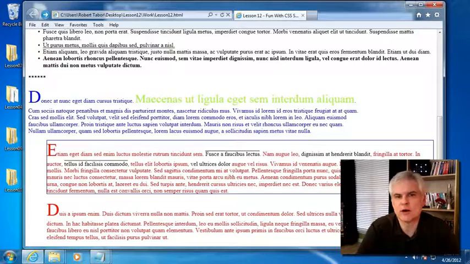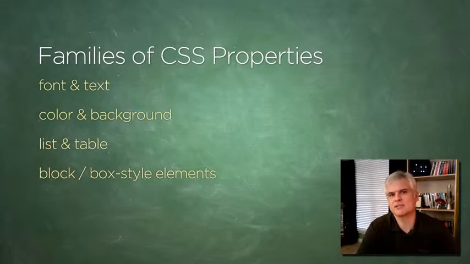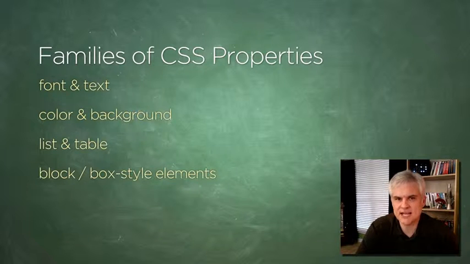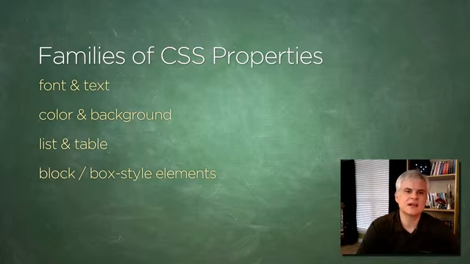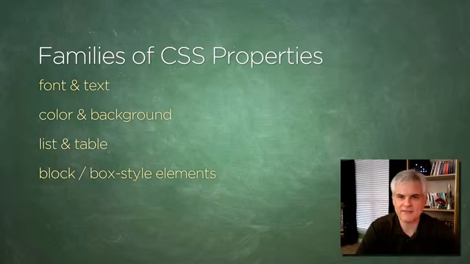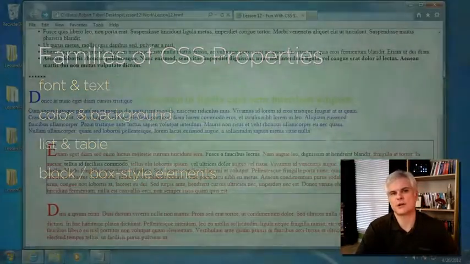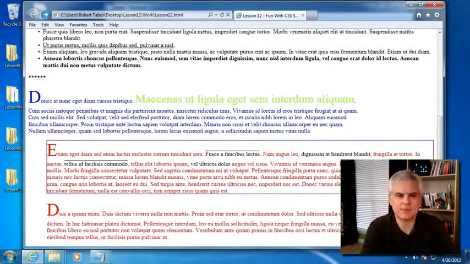There are families of properties, and I've split up the next 4 videos as follows. We'll talk about properties that affect the font and the text, properties that affect color and background, properties that affect lists and tables specifically, and then properties that affect block or box style HTML5 elements, and we'll talk more about what those are when we get to that point.